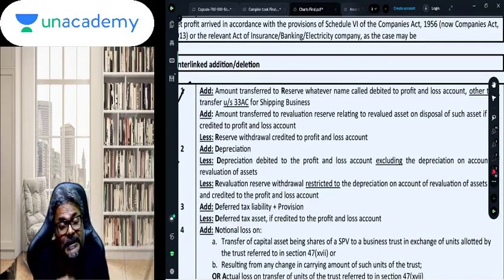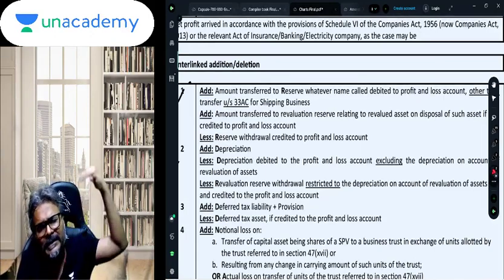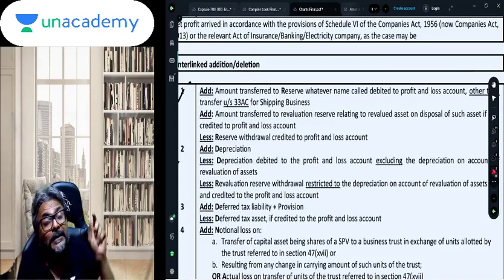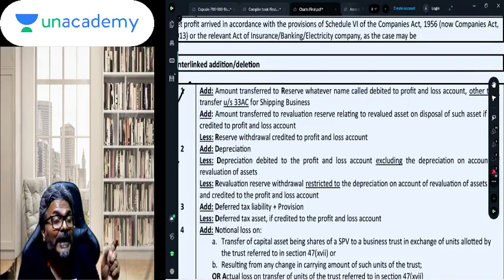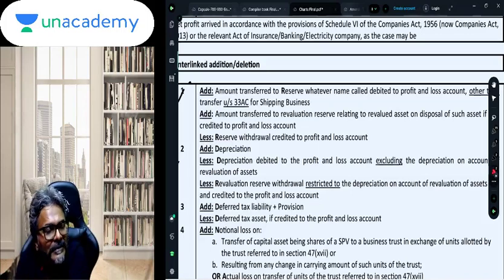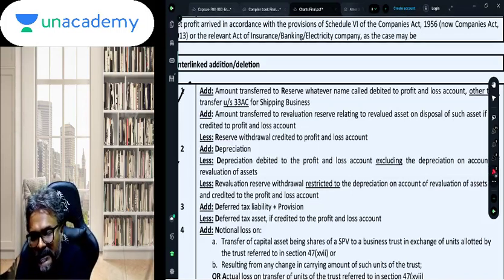Now, I have seen a couple of questions in the examination which are worth being discussed over here. The question says that in one of the earlier years the reserve was created, but they are also telling you that at that point of time the profit and loss account was not added back with the reserve which was being created, and now in the current previous year the reserve has been written off to the profit and loss account credit side.